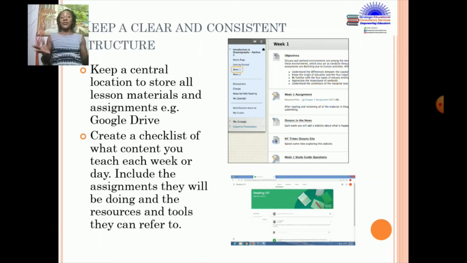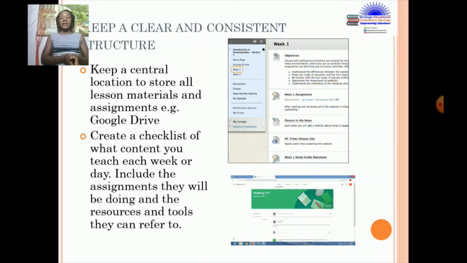Just as how you'd organize your desk, you can do the same thing. You have your class, you organize by unit or by topic, you put in your assignments, you put in all the materials that are related to that topic. So when the students go in, they know exactly where to retrieve the information.